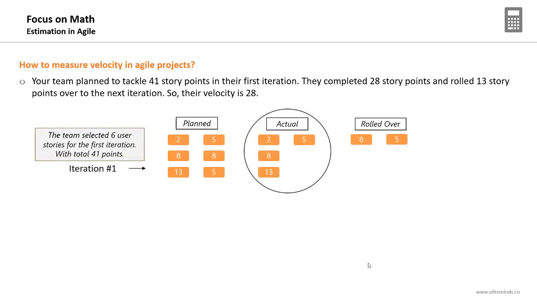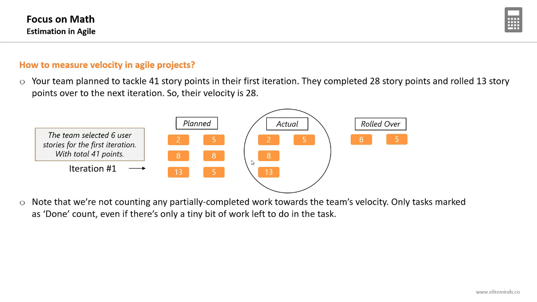For our example, the team selected 6 user stories for the first iteration with a total of 41 story points. The actual is that they completed only 4 user stories and 2 were rolled over to another iteration or back to the product backlog. Note that we are not counting any partially completed work towards the team velocity. Only the tasks marked as done count. Even if there is only a tiny bit of work left to do in the task, we only count the tasks that are marked as done.